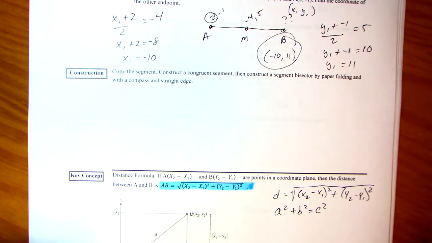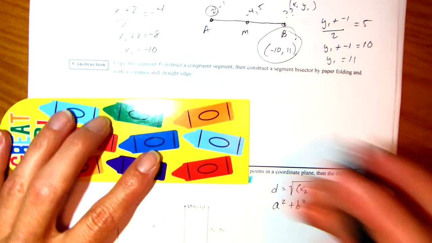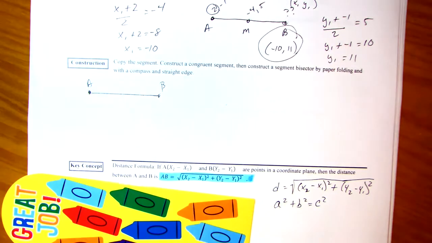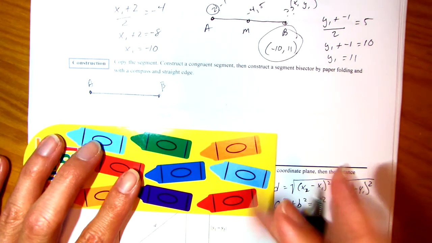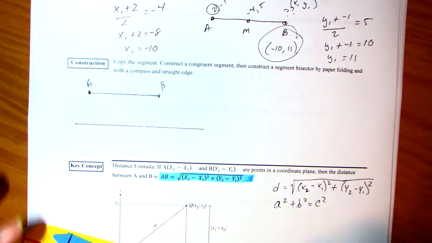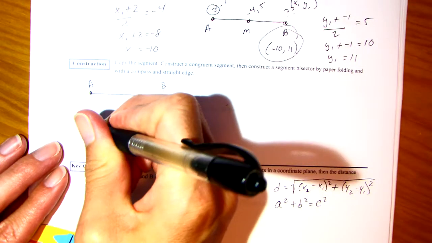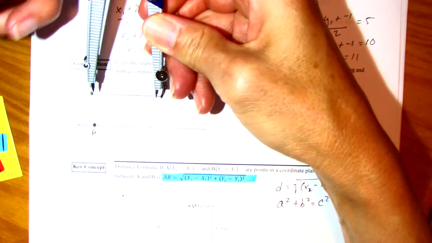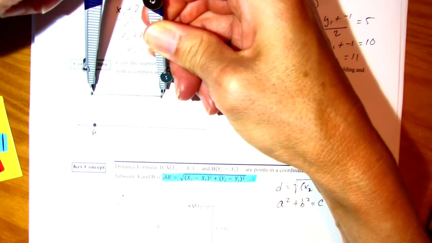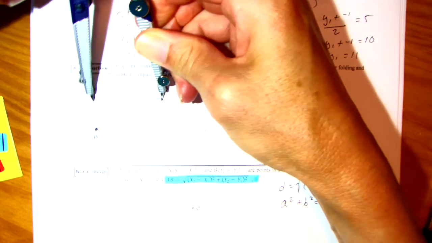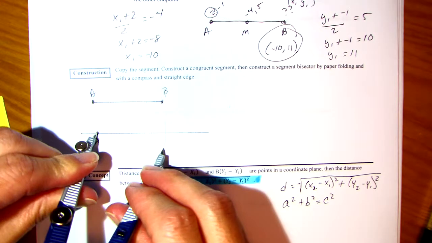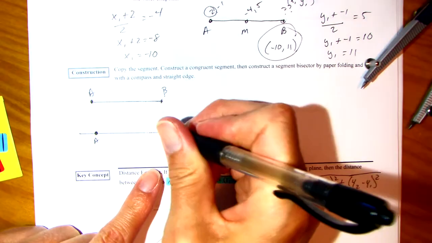Okay, so let's make a segment. This is A, this is B. Now, in order to copy a segment, make another segment. Just make sure it's longer. Mark an endpoint. Find this distance using your compass. Mark an arc, and then mark an arc. All right, so there's my copying a segment.